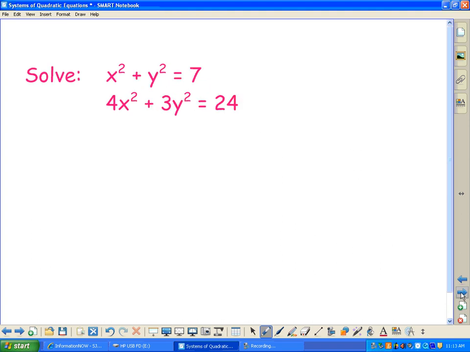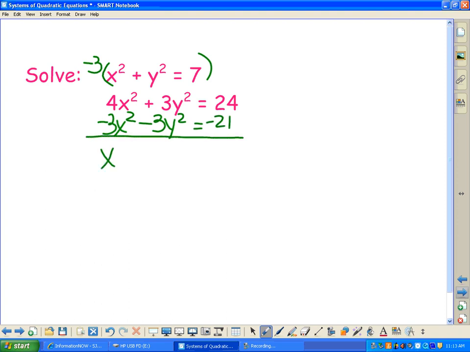X squared plus y squared equals 7, and 4x squared plus 3y squared equals 24. Would elimination work? Yeah, I think it would work relatively well because in both cases, x squareds and y squareds. Decide which one you want to eliminate first. Okay, the y squared, that's fine. So you're going to multiply the top equation through by, I'm going to pick a negative 3. So negative 3x squared minus 3y squared equals negative 21. So we would end up with x squared is equal to 3. Therefore, x is plus or minus root 3.